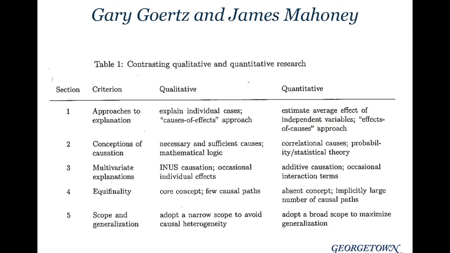Okay, so I'm going to move to some discussions by Gary Goertz and Jim Mahoney about the differences between qualitative and quantitative research. The first argument they give is that they differ in their approach to explanation. I talked in our philosophy of science discussions about explanation and what it means. Here, case studies try to explain individual cases, show why the outcome was to have been expected given the context and the values of the variables. We call this a causes of effects approach. What were the causes of the outcome or the effects?